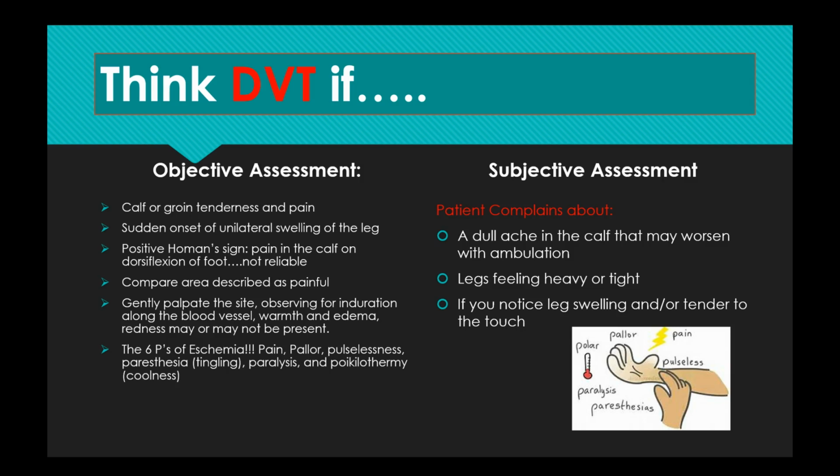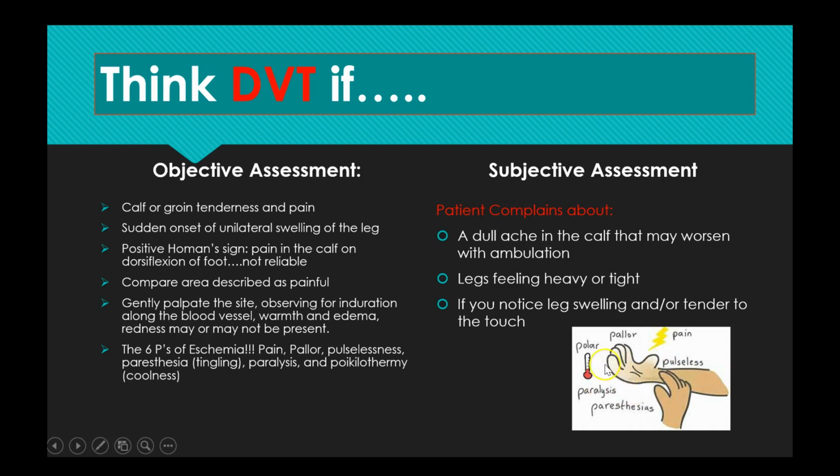One thing we also want to look at is the 6 P's of ischemia. So what are those 6 P's? They're all right here. There's the polar, or it's actually called poikilothermy, which is basically coolness of that extremity. Pallor, which is the whiteness or paleness. Pain, pulselessness, a weak or absent pulse.